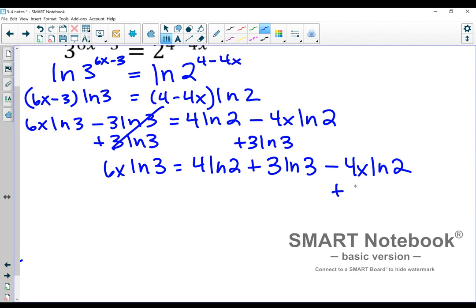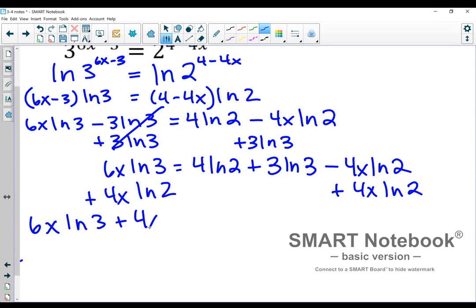And then I'm going to add 4x natural log 2 on both sides. Normally I don't show the adding and subtracting on both sides, but I find in this particular problem, if I don't, people get really confused. So all I've done now is a bunch of rearranging. So my x's are all on one side, and anything that is just a number is on the other.